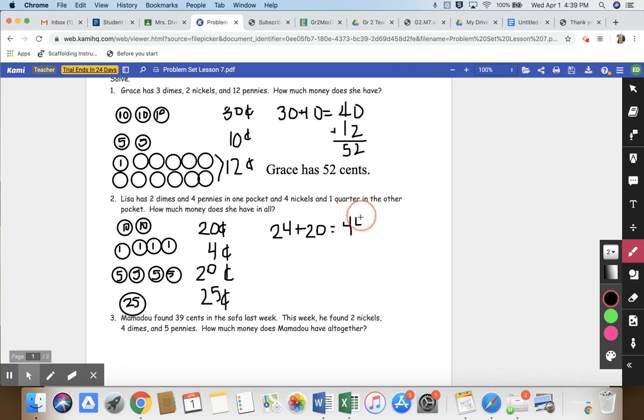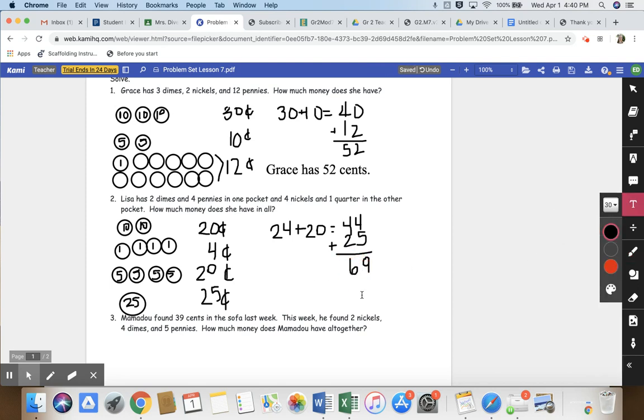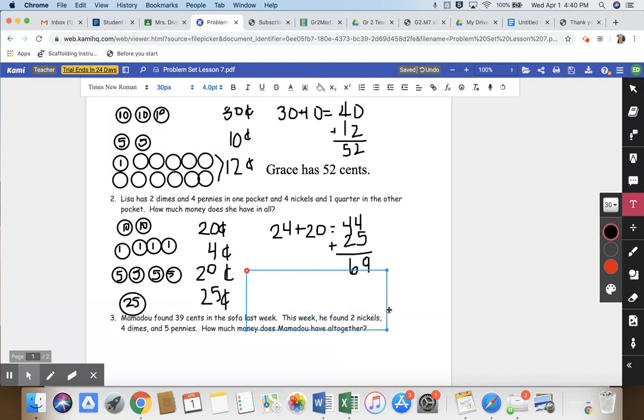And then I'll go ahead and use the vertical strategy to add in my 25 cents. Okay, so we've got 4 plus 5 is 9. And 4 plus 2 is 6. So our final answer, as we write our final answer here, is going to be Lisa has 69 cents in all. And if you guys want to do the cent sign, we could turn that into a cent sign as well.